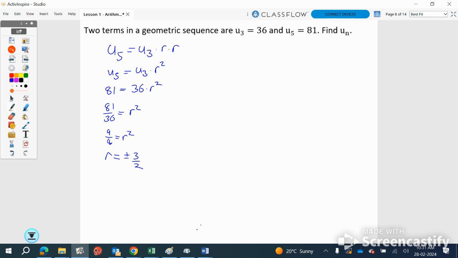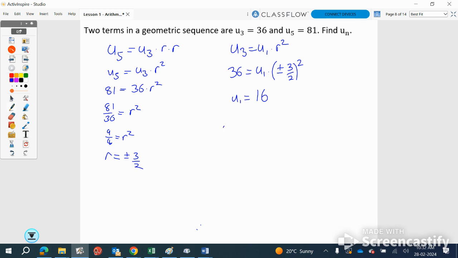So what we need to do now is find U1. U3 is going to be U1 multiplied by R squared. To get from U1 up to U3, we need two lots of R. So this gives us 36 is equal to U1 multiplied by plus or minus 3 over 2 squared. It doesn't matter whether it's plus or minus because we're squaring it. So the first term also has to be positive, regardless of whether the common ratio is positive or negative. If we solve this, we get U1 is equal to 16.